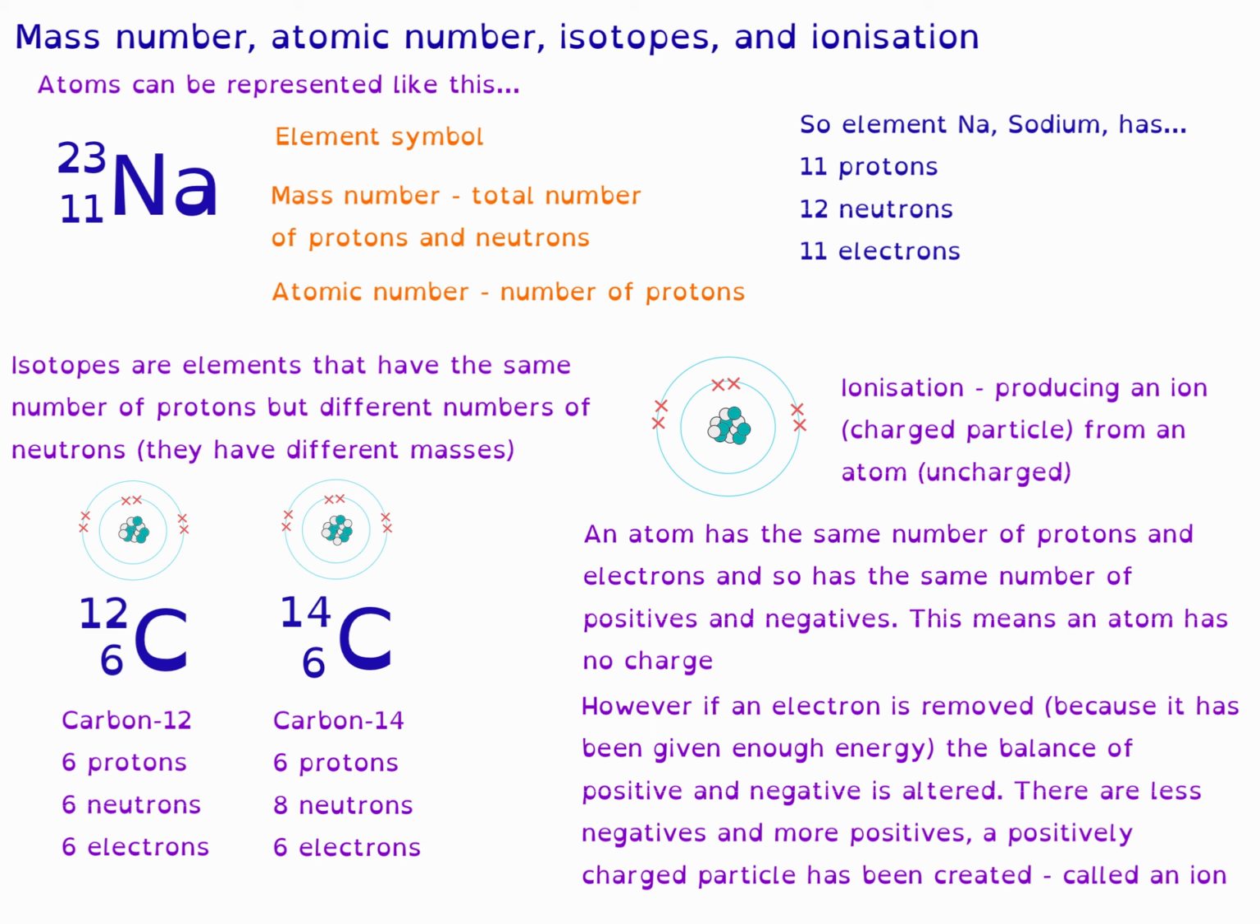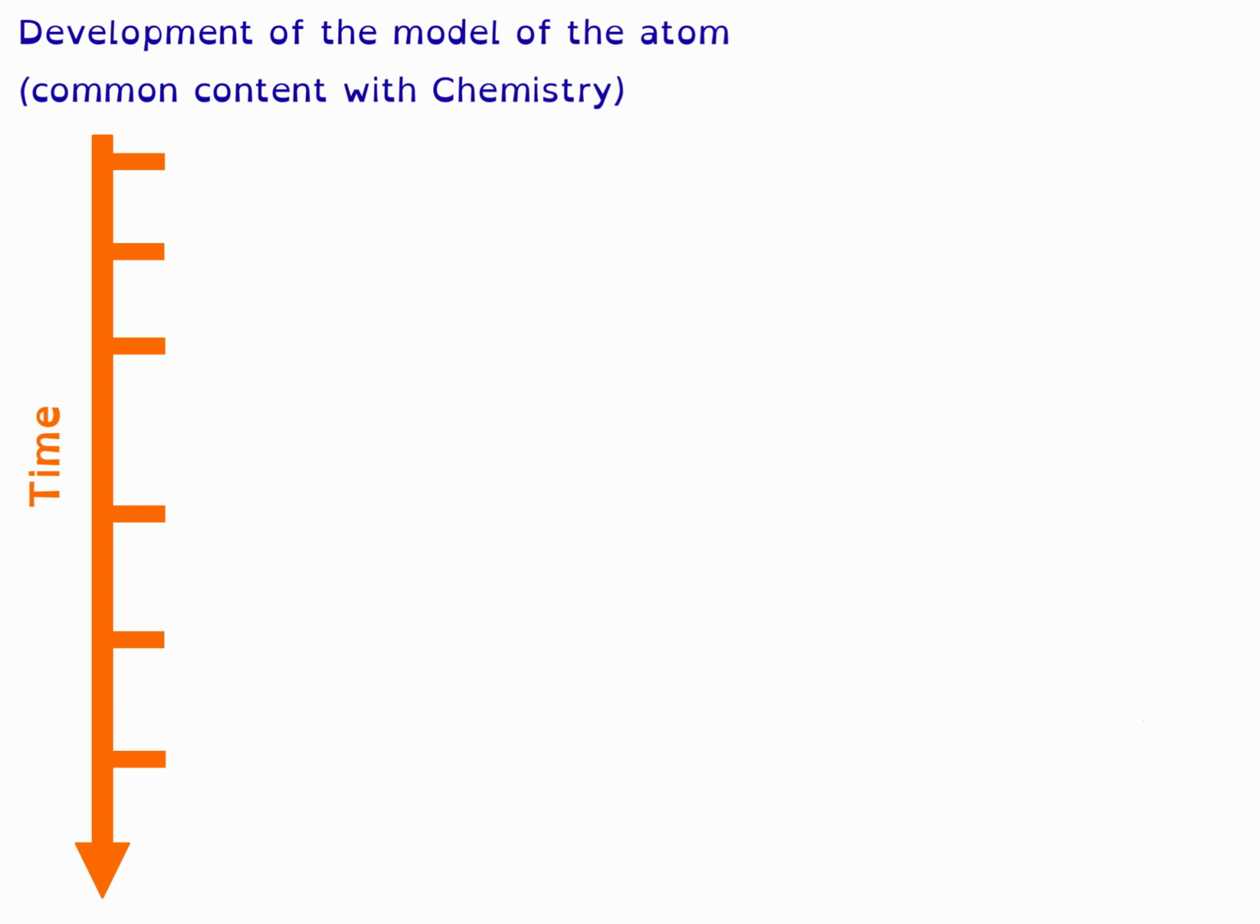However, if an electron is removed because it's been given enough energy, the balance of positives and negatives is altered. There are fewer negatives and more positives. A positively charged particle has been created, and we call this an ion. This is common content with GCSE chemistry.